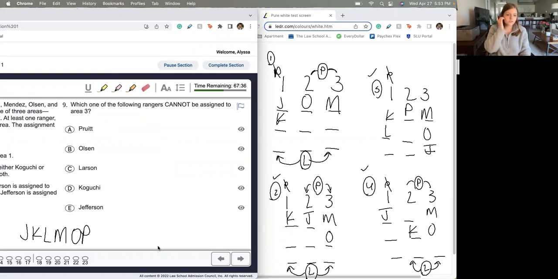Okay, we're going to go into question number 9, which says, which one of the following rangers cannot be assigned to area 3?